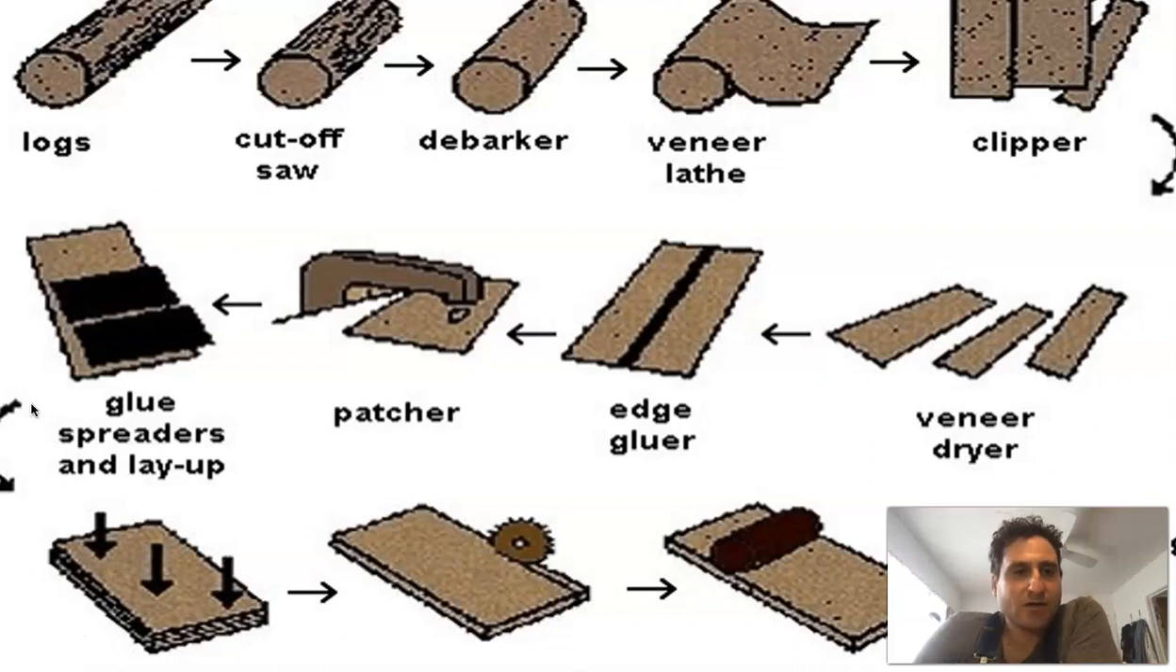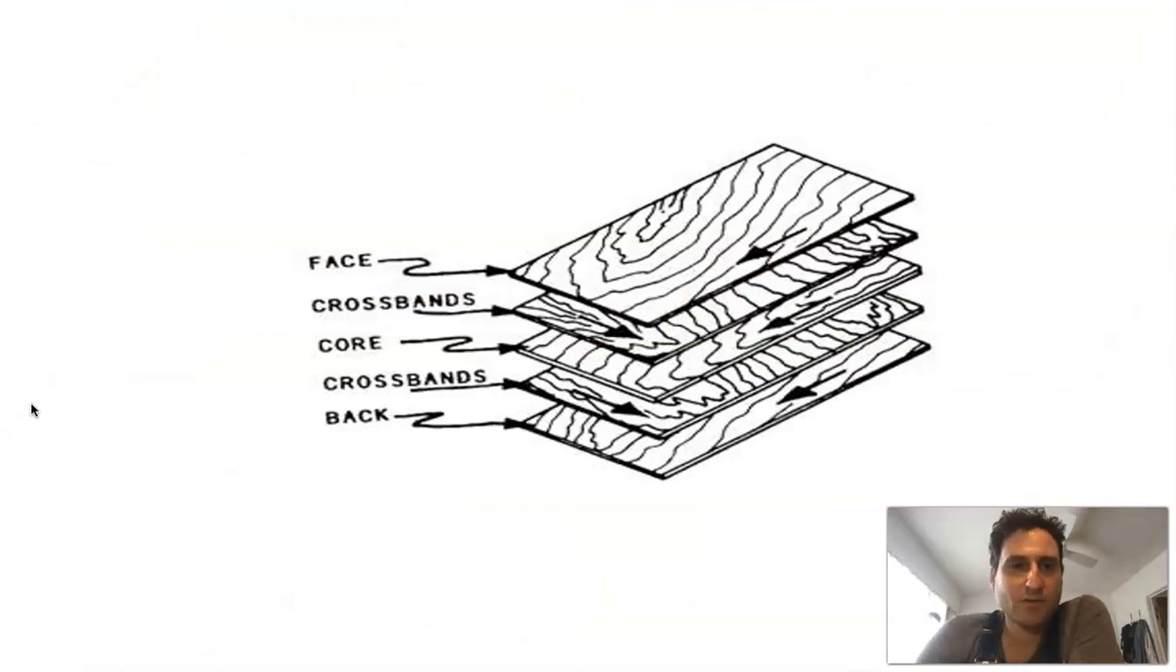So as an overview, it comes in as a log, goes through a veneer lathe, and gets cut up into different veneer sheets. Those sheets get dried, patched, and then heat pressed together to create a strong board. And the strength comes from the alternating grain direction between each veneer face.